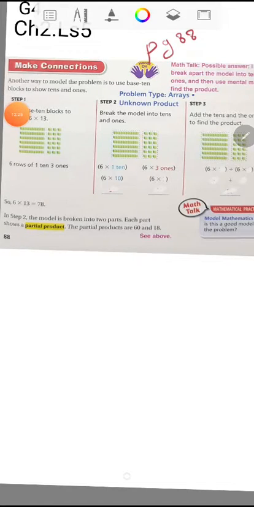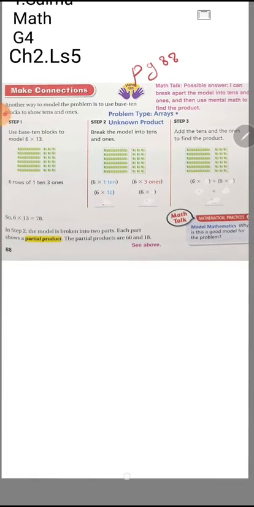Now let's continue, page 88. And then there is another way to understand distributive property by using base 10 blocks. Let's see how I will use base 10 blocks to understand distributive property. It tells me that you can draw a model to describe the number 13 by using the base 10 blocks. And you know, to describe the ones digit I will use a cube, and to describe the tens digit I will use a long.